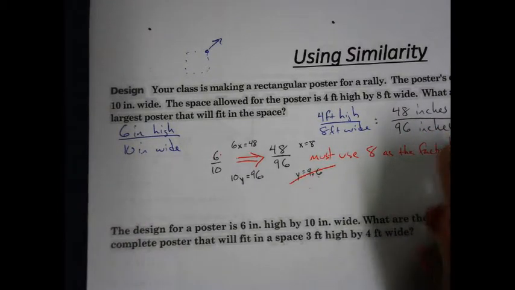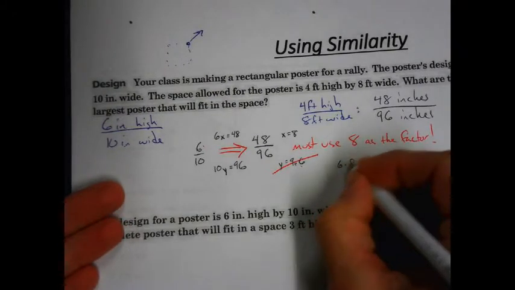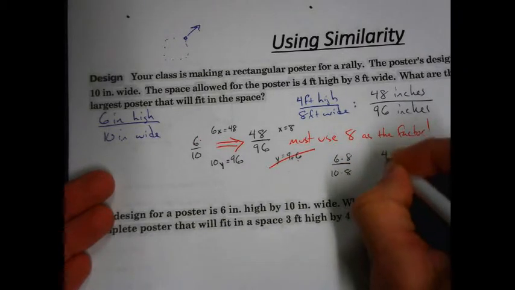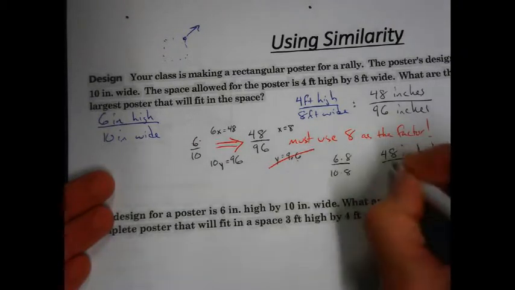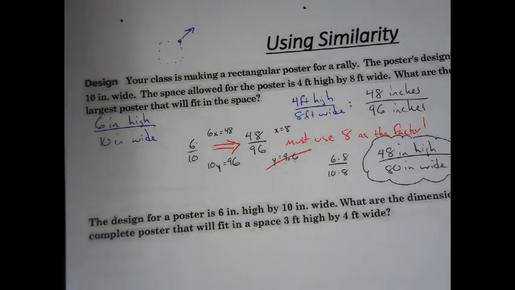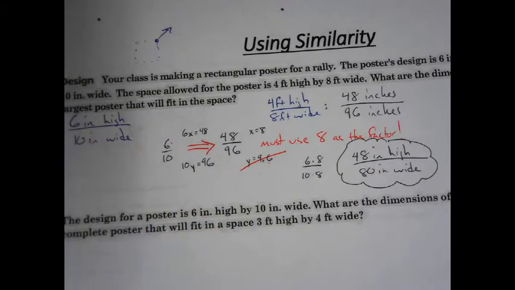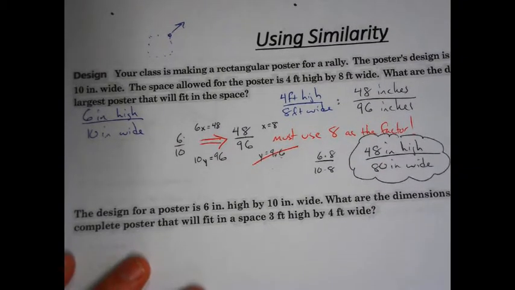So then the largest dimensions of the design would be 6 times 8 and 10 times 8, or 48 inches high and 80 inches wide. That would be the largest poster design that would fit in the space. So we have to understand all that stuff about scale factor and get into what's happening. So that would be our dimensions.